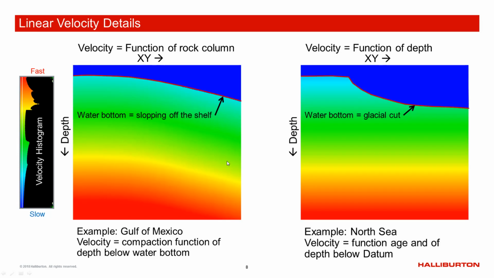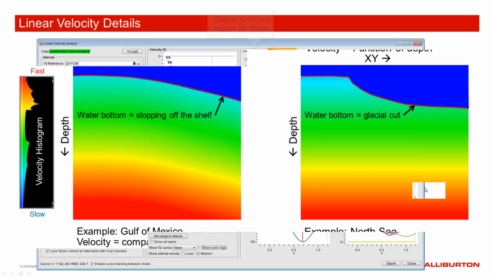An opposing view, if you're in the North Sea, where you've got these big old Cretaceous rocks or something, and your water bottom doesn't look quite like the Gulf of Mexico. It was actually cut during the Ice Age by a glacial cut of the water bottom. So now our velocities are really more just a function of depth below, say, sea level. It's not this compaction. The velocities are more a function of age. So the trick is, how do we define the best function to define these velocities as you increase with depth?